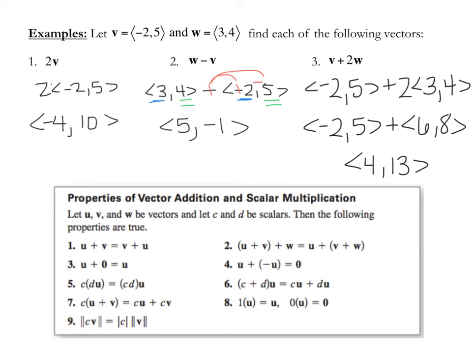Okay, the bottom part is just showing you the different properties of vector addition and multiplication. It pretty much shows you that the same properties that apply to algebra apply to vectors. It's commutative, you can change the order, you can distribute, and you can apply the inverse properties: if you add the opposite you get 0, if you multiply by 1 you get the same thing, and if you multiply by 0 you get 0. So those are all what these different properties are showing you.